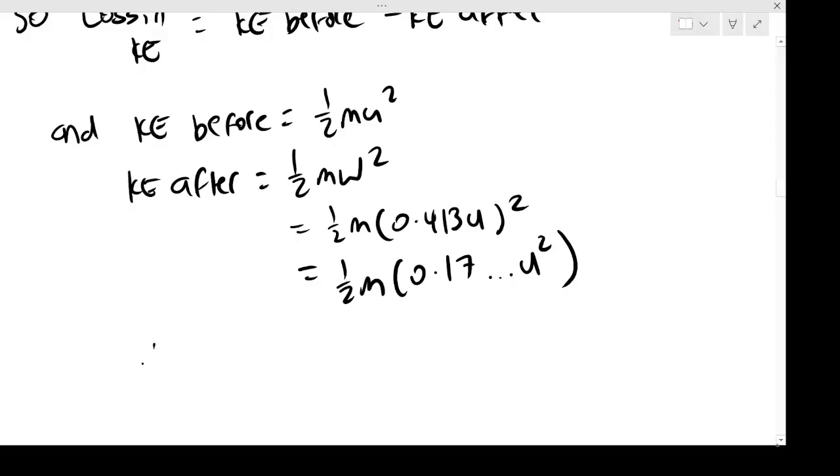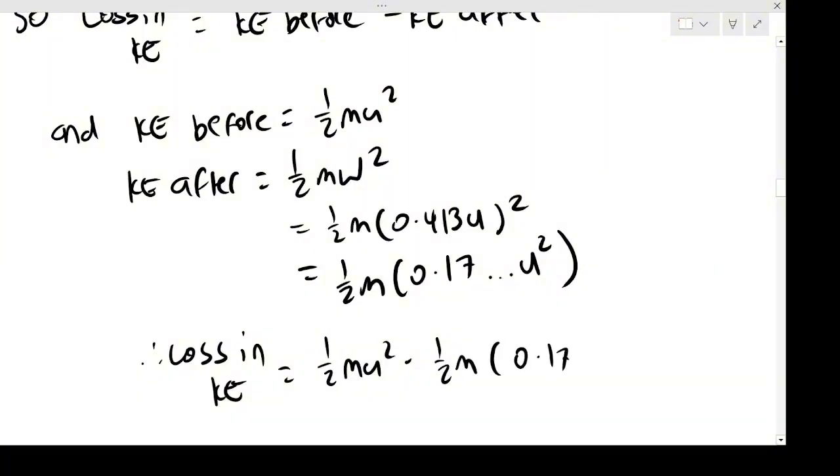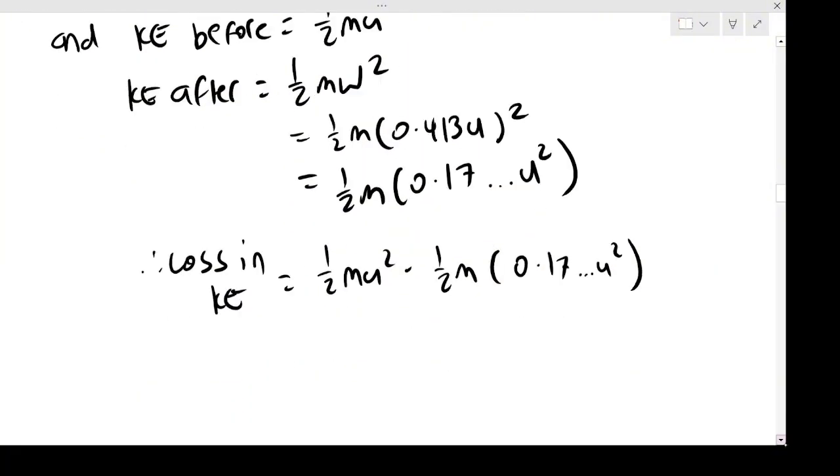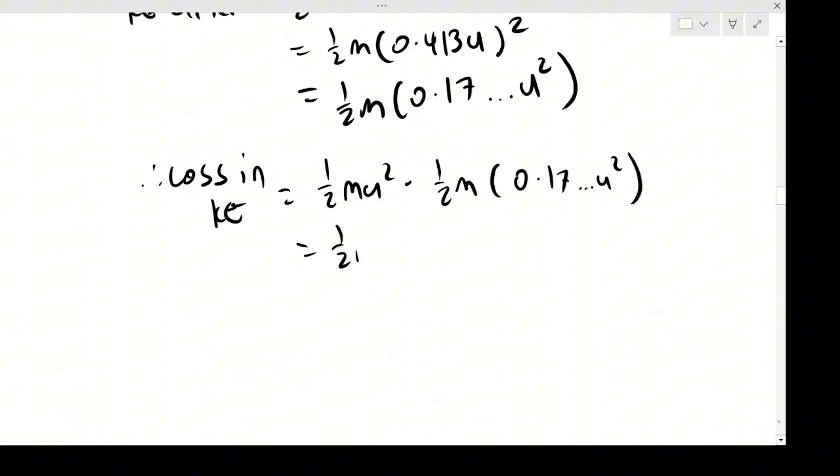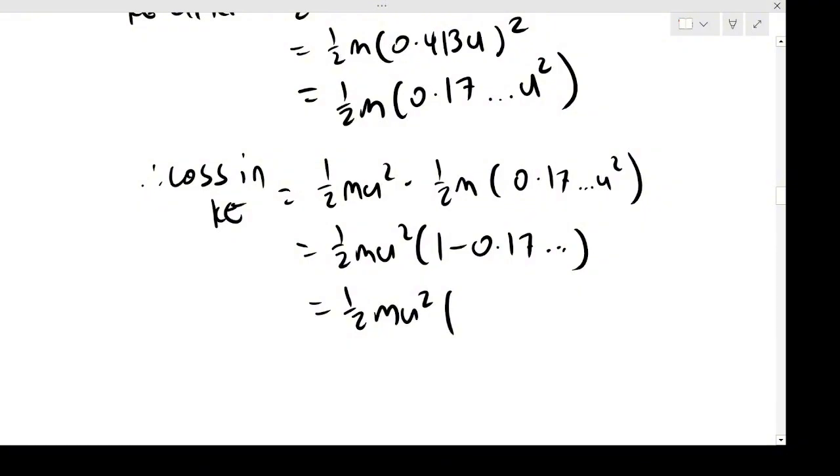And there we are. So that's my kinetic energy before and after the collisions. Therefore, the loss in kinetic energy overall is going to be before, which is a half mu squared, take away a half m of this 0.17 u squared. And so then I can factor a half mu squared out, and then it's going to be 1 take away this 0.17. And so that will simplify to 0.83. I'm going to round to 2 decimal places. So that's my loss in kinetic energy.